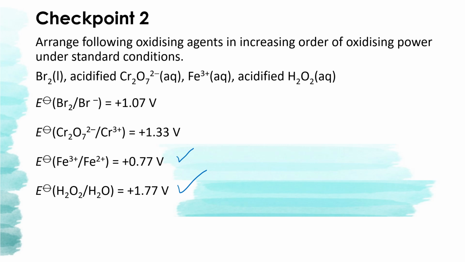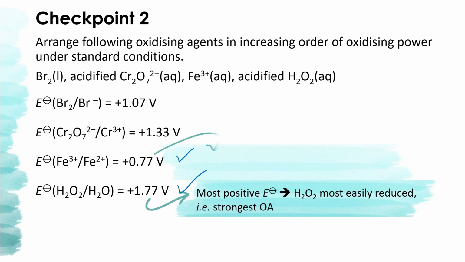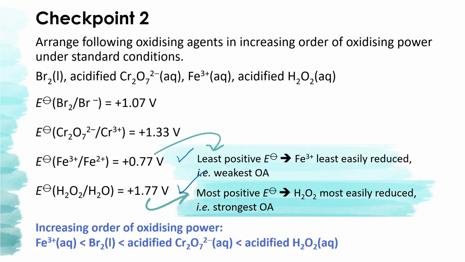H2O2, because it's the most positive at plus 1.77, is the most powerful oxidizing agent here, while the least positive value, plus 0.77, will mean that Fe3 plus is the weakest oxidizing agent here. So these are my two extreme ends in the scale that I want to create in terms of increasing order of oxidizing power. Okay, so most positive, then this one least positive, then I have the arrangement of all these species in terms of oxidizing power. Okay.